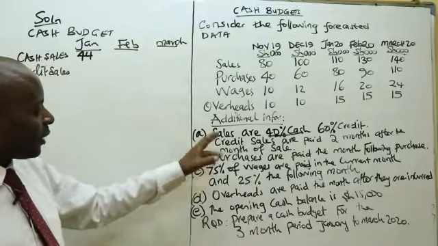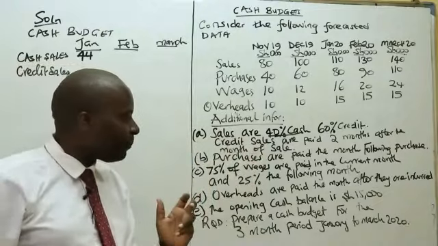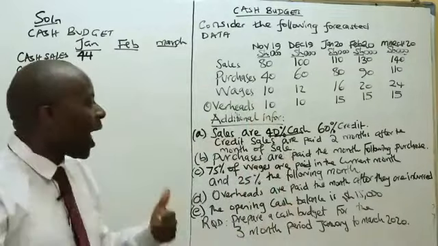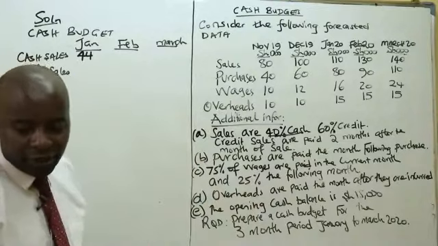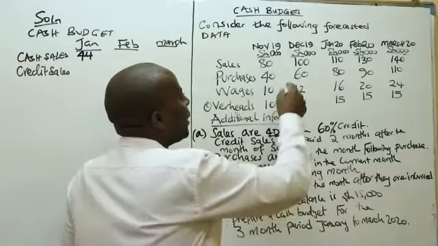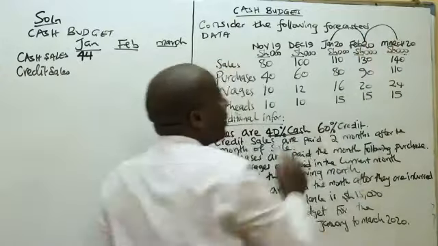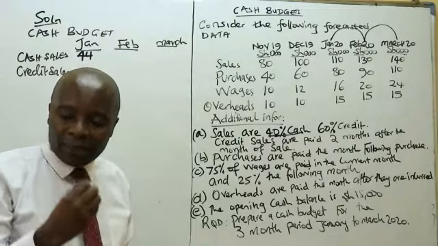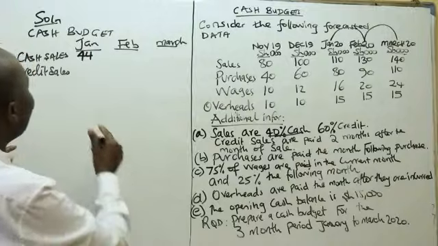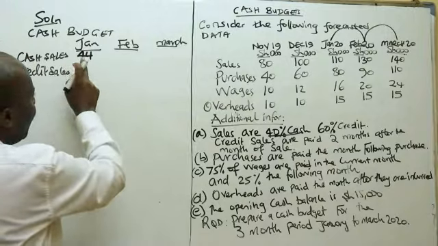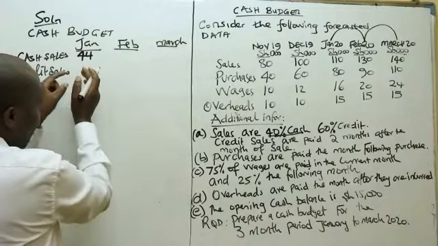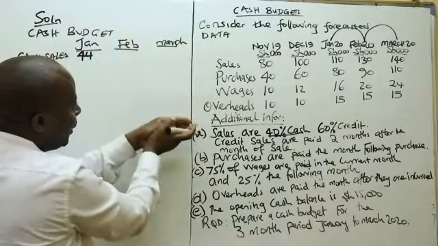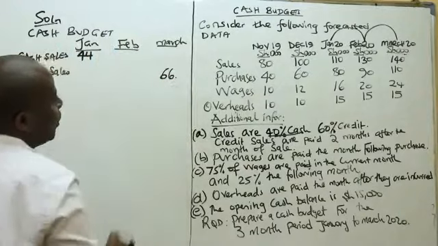They have told us here sales are 40% cash and then 60% credit. Credit sales are paid 2 months after the month of sale. So I can see this is month number 1 and then this is month number 2. So meaning that 66, ladies and gentlemen, will be received in the month of March. So credit sales will be received 2 months after the month of sale, so we will come and book this one here, 66.